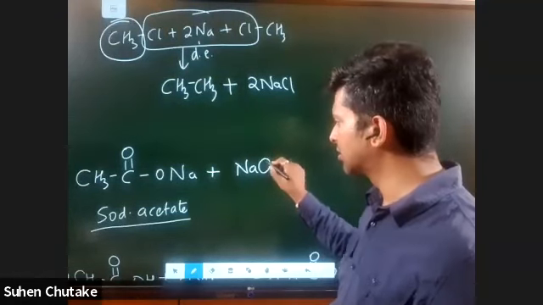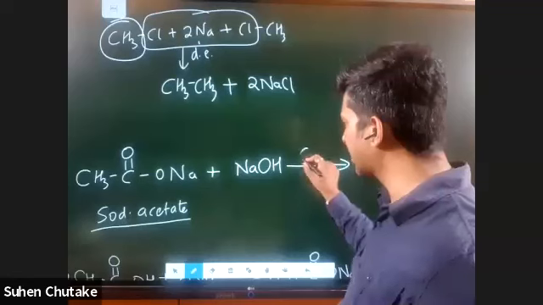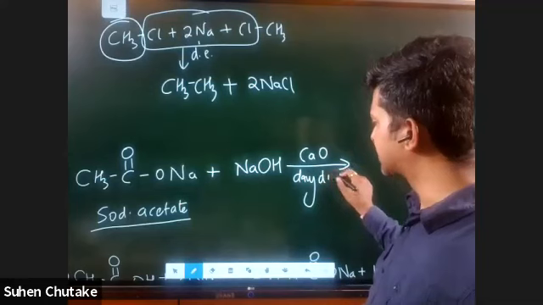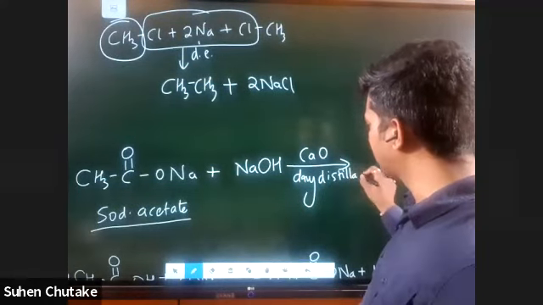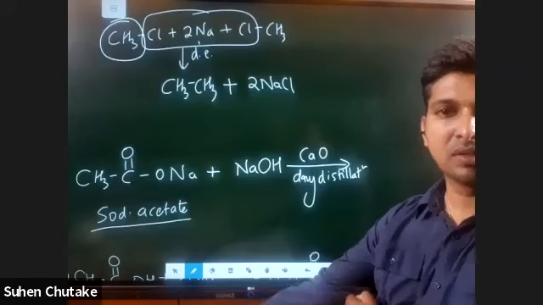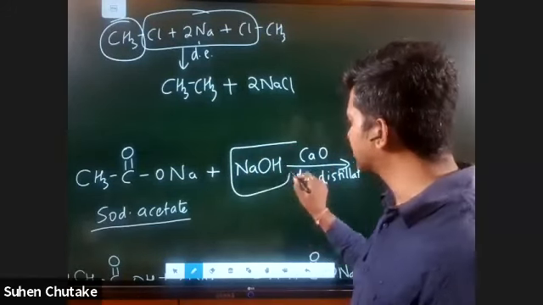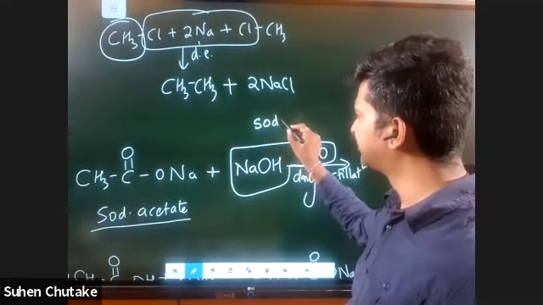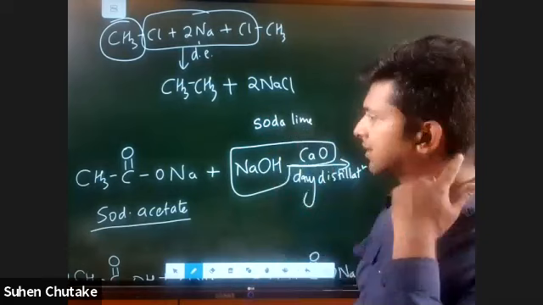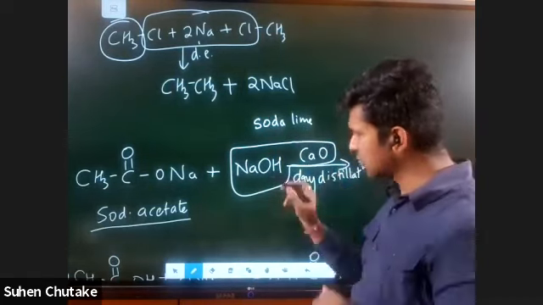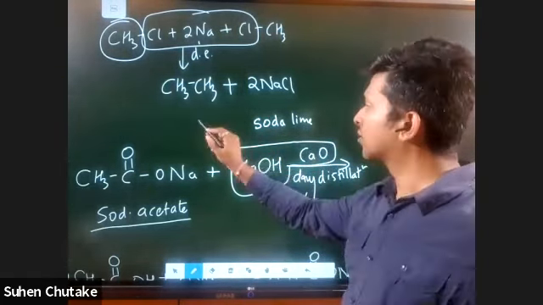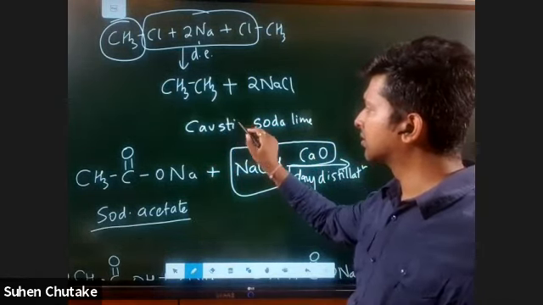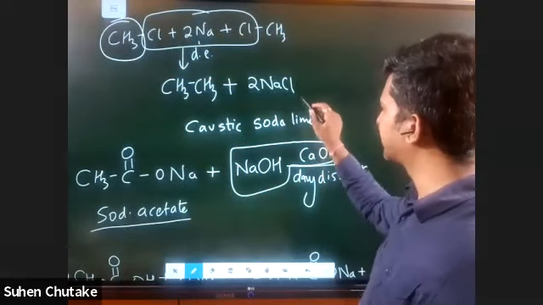Now I'm going to react sodium acetate with NaOH in presence of CaO and under dry distillation. Now NaOH and CaO, this combination together is called soda lime. From where has this name come? This name has come because these two have been fused. NaOH is called caustic soda, and CaO is called quick lime.